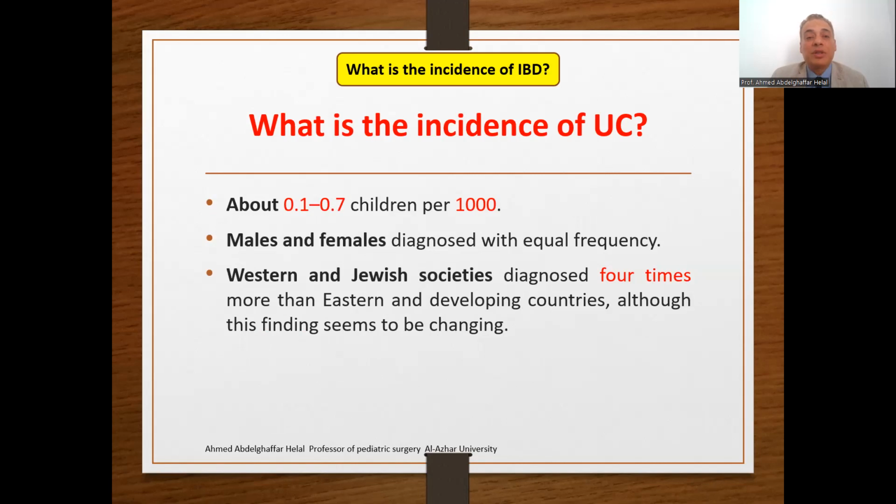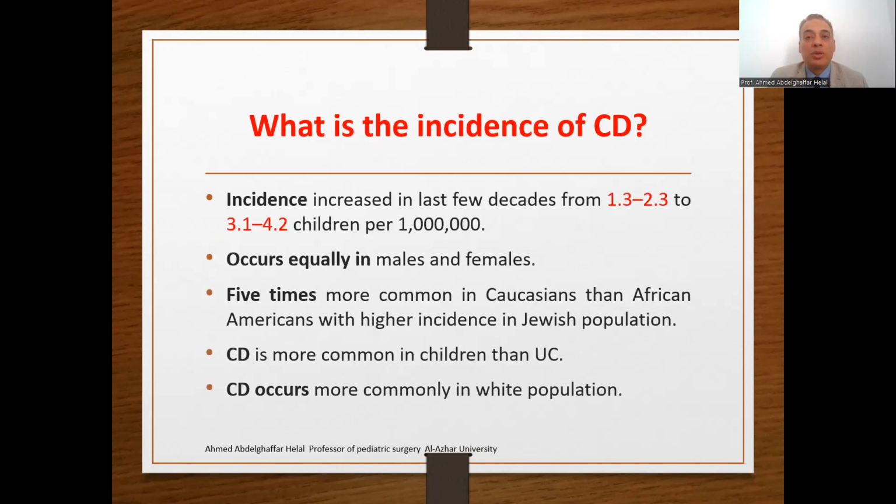The incidence of ulcerative colitis is about 0.1 to 0.7 per 1,000 children, with males and females diagnosed with equal frequency, and Western and Jewish societies diagnosed 4 times more than the developing countries, although this finding seems to be changing nowadays. Also in Crohn's disease, the incidence changed in the last few decades from 1.3 to about 3.1.